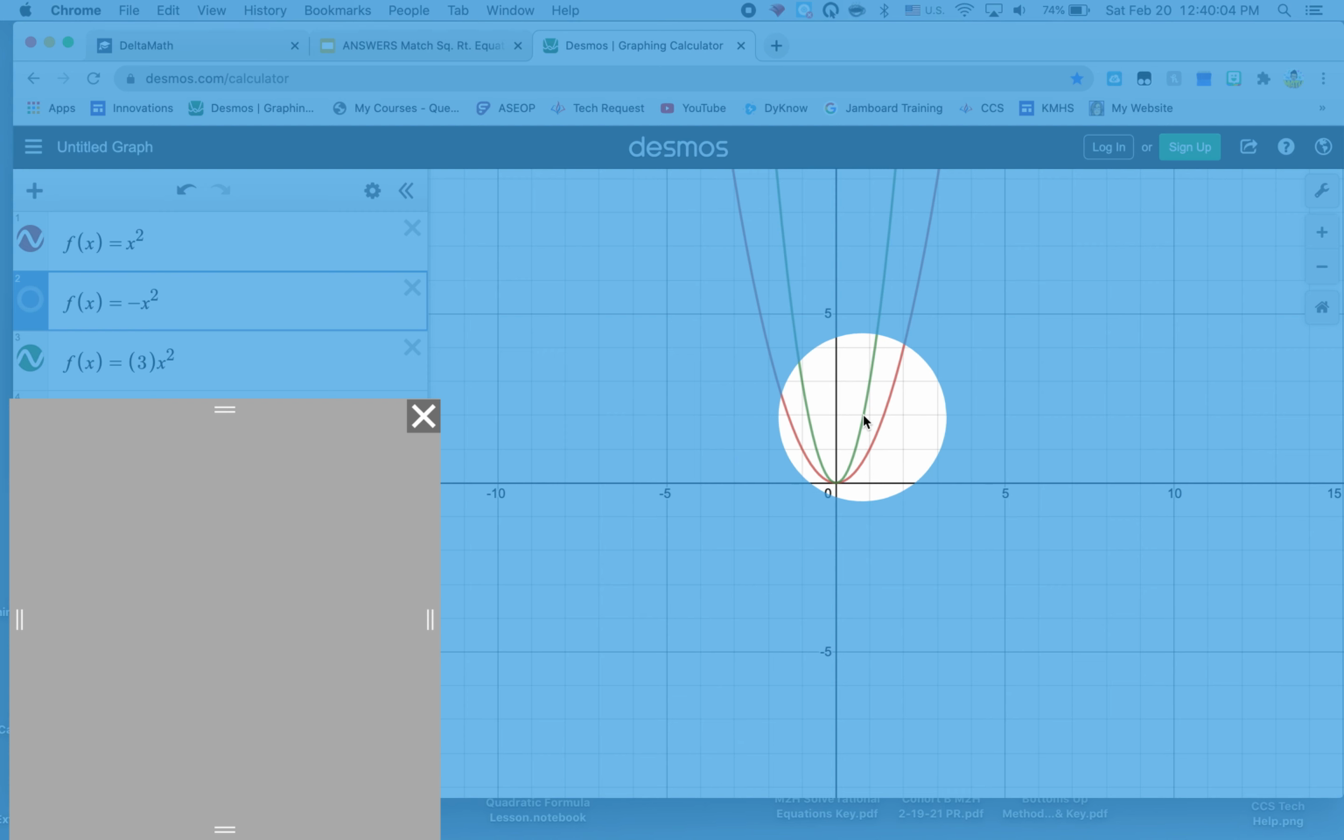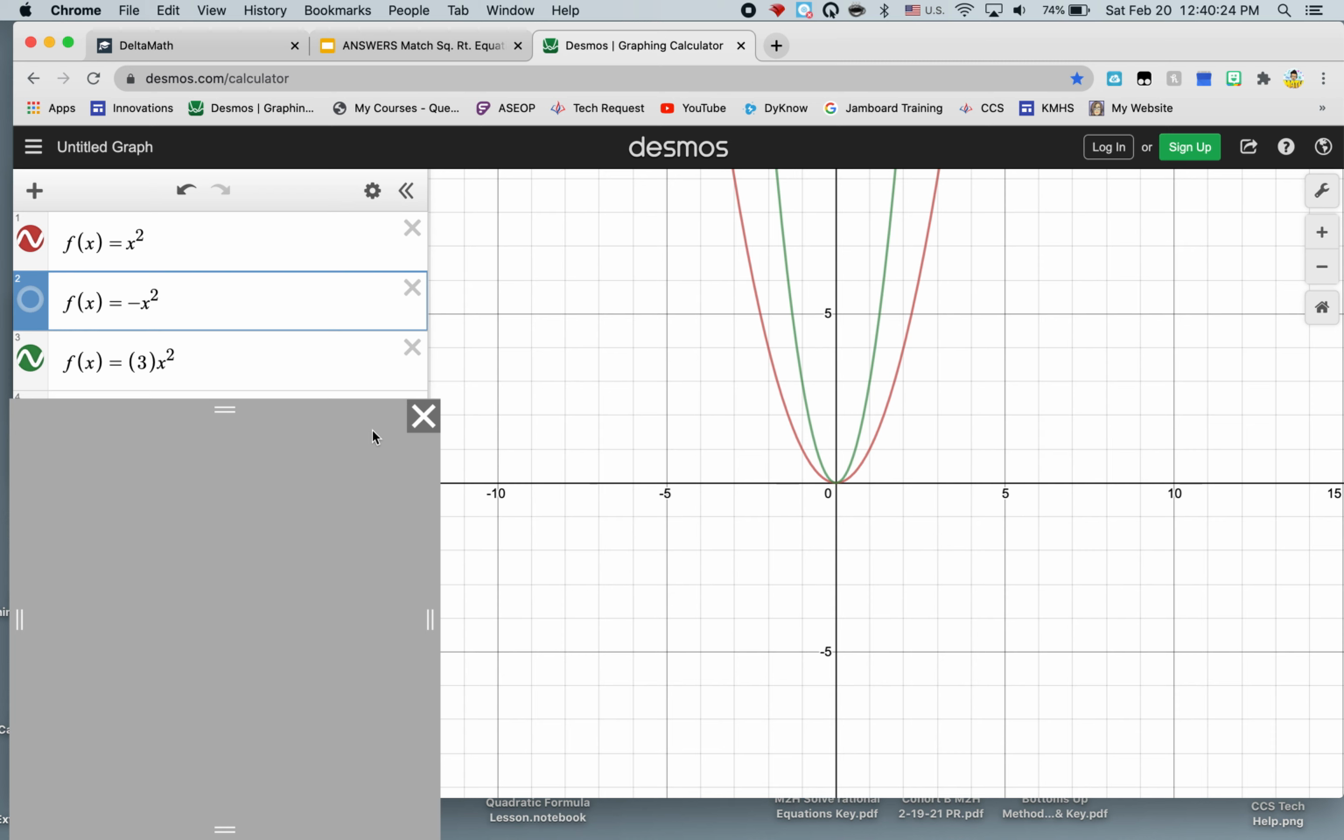Notice it becomes skinnier, or it is stretching away from the x-axis. So it's stretching closer to the y-axis. So how does that change? It gets closer. It's inside. It's skinnier than my parent function.